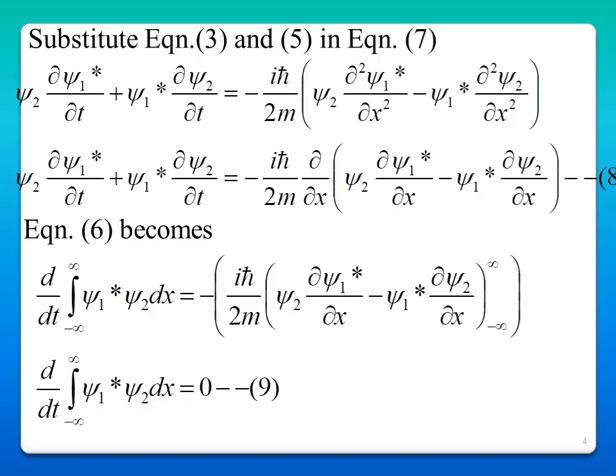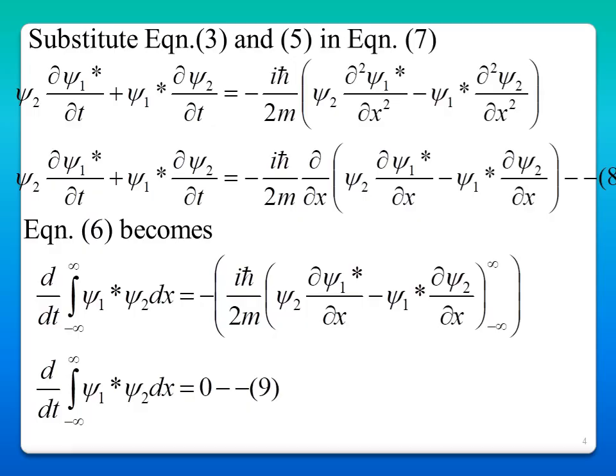So now you substitute these values, then equation 6 becomes d/dt of the integral from minus infinity to plus infinity of ψ1* ψ2 dx is equal to minus iħ/2m times ψ2 ∂ψ1*/∂x minus ψ1* ∂ψ2/∂x, evaluated at the limits minus infinity to plus infinity, because we have ∂/∂x and the integral is also with dx, so that will cancel out. So we substitute the limits minus infinity to plus infinity.